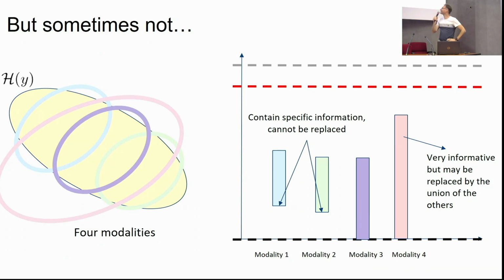But sometimes, not all modalities are useful, such as in this example. If you look at the pink modality, it contains a lot of information about Y. But as you see, all the information it contains is also covered by the other ones. If you look at the blue one, let's say climatic variables, they have some unique information, total information, another one, unique, total. And imagine the pink one is maybe the satellite modality. So it's the one that contains the highest information, as an example, but it has no unique information.